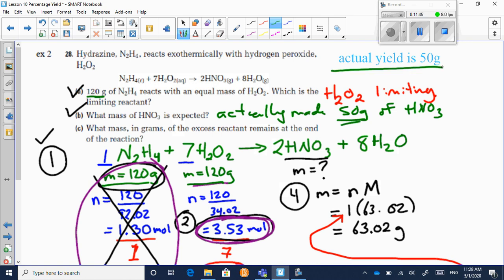I wrote it up here just to show you. So in these questions, they tell you this one extra piece of information. Let's say you actually made 50 grams of the HNO3, and then they said to you, what's the percentage yield? That's your new question. Well, you'd have to still go through and do everything you did yesterday.